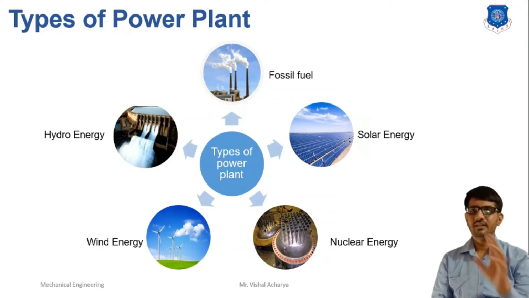Our next power plant is the hydro energy plant. In hydro energy, we get electrical energy with the help of the force of water. These five types of power plants are used in daily life in India for producing electricity.